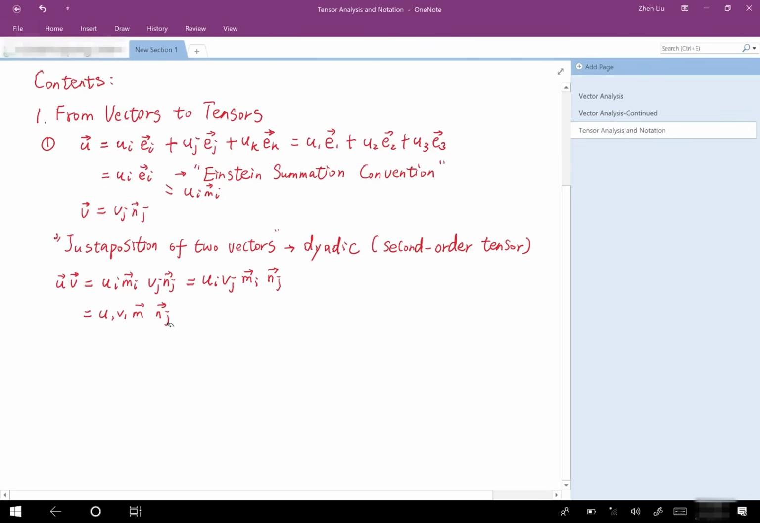Oh, sorry, then if it's 1, 2, then it's going to be M1, N1. And plus, because here we used Einstein summation, so this is the summation, U1, V2, then it's going to be M1, N2. And keep going, U1, V3, we have M1, N3.